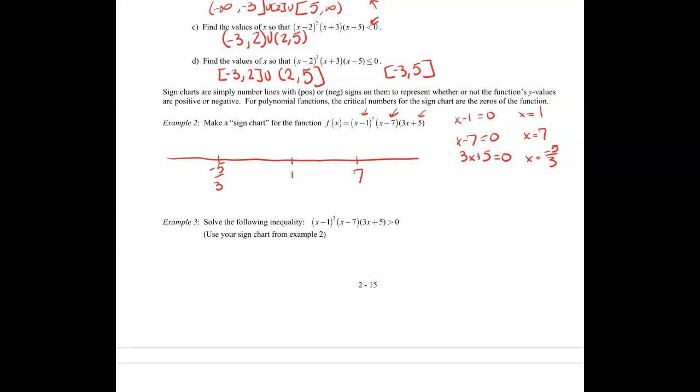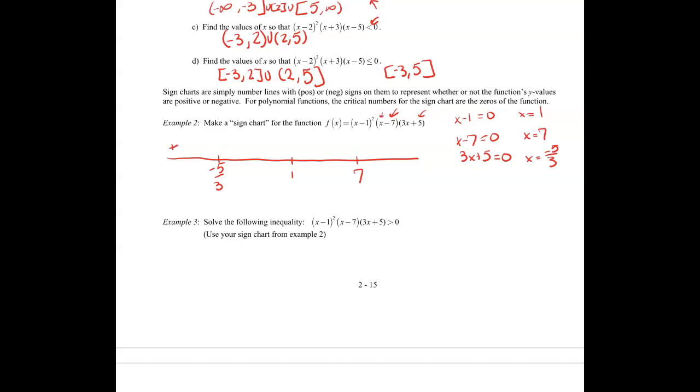Alright, well that's cool, so I know that these points are important, but how do I know what's going on in between them? Well, pick a number, any number, that's on this side of my number line. So pick a number that comes before negative 5/3. For example, negative 2. So negative 2, I'm going to plug into each one of these factors for x. If I plug in negative 2 instead of x, I would get overall a negative number. Well, negative squared is going to be a positive.